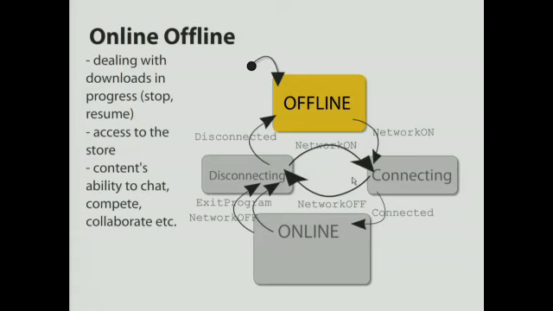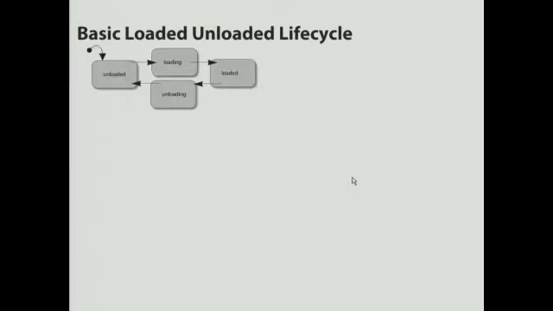We also notice that we have the same event being used at different times to do the correct behavior. For example, the network on event lets us take it from an offline to a connecting state, as well as from a disconnecting back to the connecting state. We have a lot of things which follow this kind of basic life cycle of unloaded, loading, loaded, and back to unloading again.